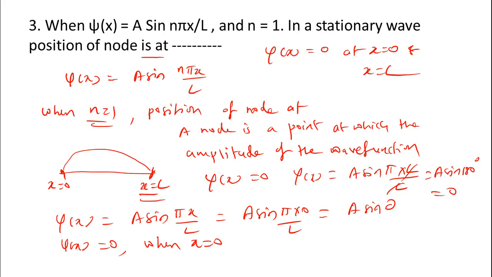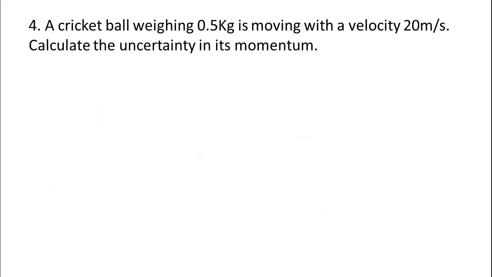Then another problem which is given here: a cricket ball weighing 0.5 kg is moving with a velocity of 20 meter per second. Calculate the uncertainty in its momentum. We know the Heisenberg uncertainty equation. So let us first write the Heisenberg uncertainty equation. Delta x into delta p is greater than or equal to h upon 4 pi. This is the Heisenberg uncertainty principle.